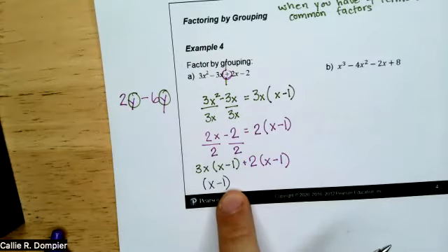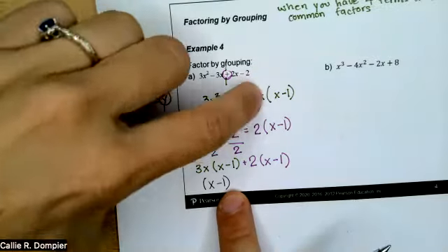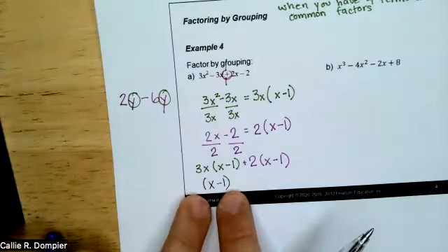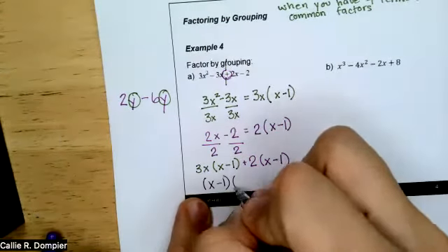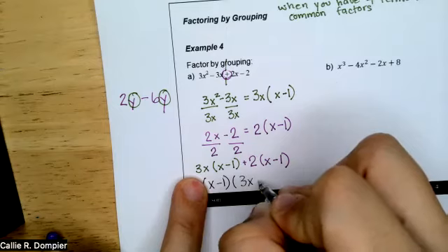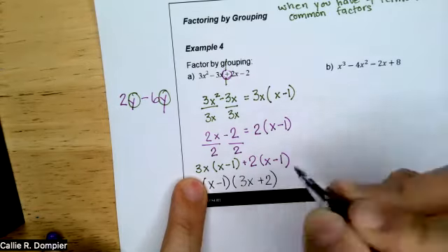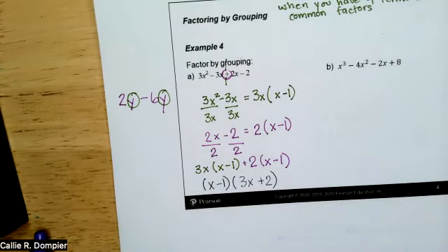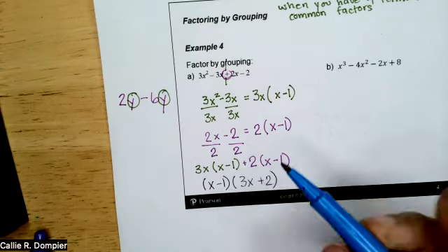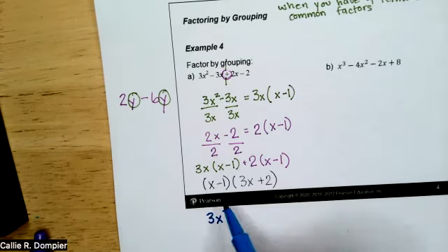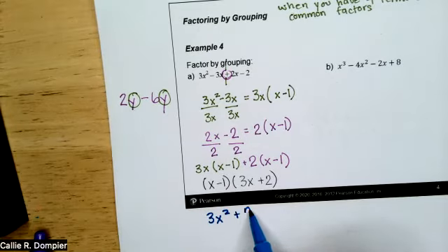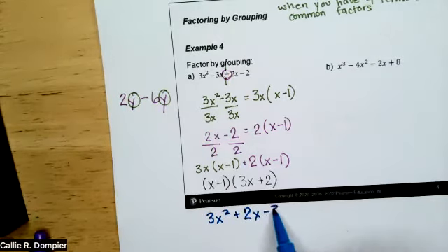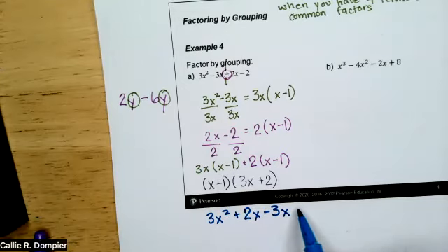And I multiply it, just like I multiplied the 3x by all of this. I take out my common factor and I multiply it by the two terms that were left. Good. And so if I were to go backwards through this and say x times 3x is 3x squared, x times 2 is 2x, negative 1 times 3x is negative 3x, negative 1 times 2 is negative 2.